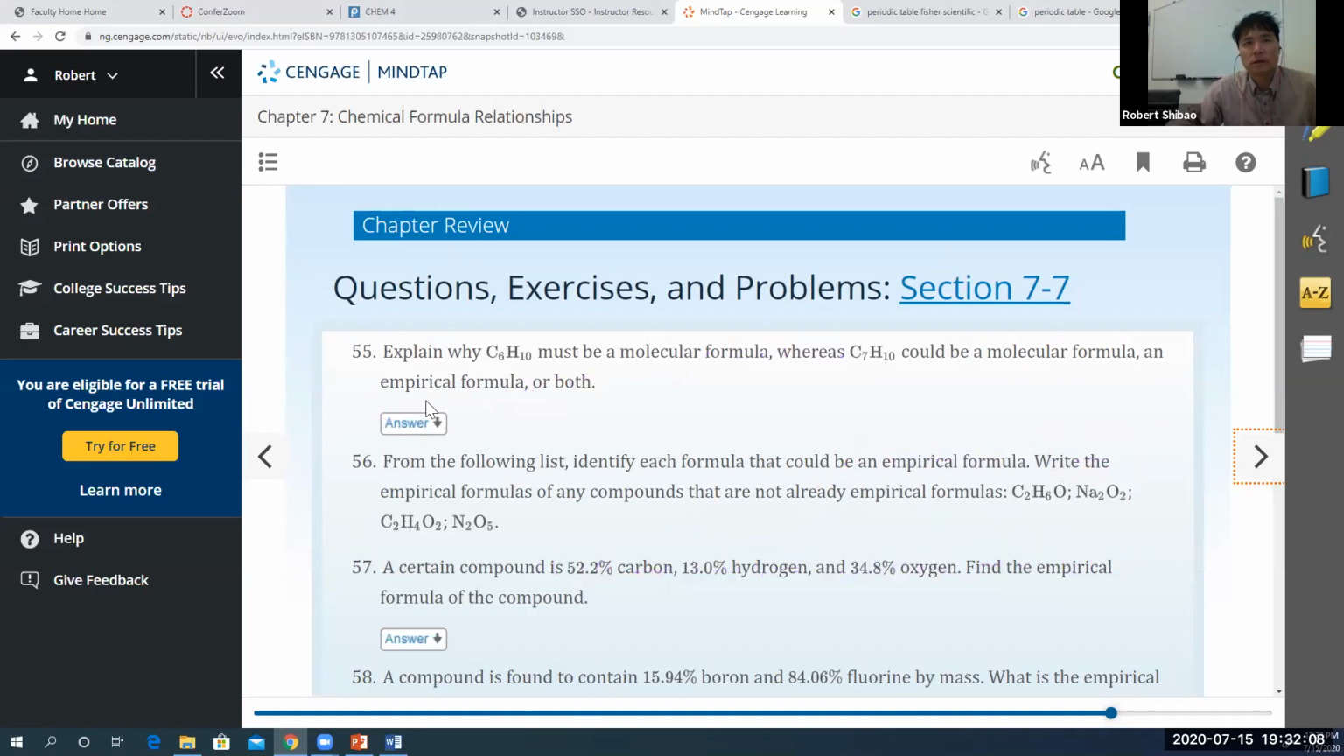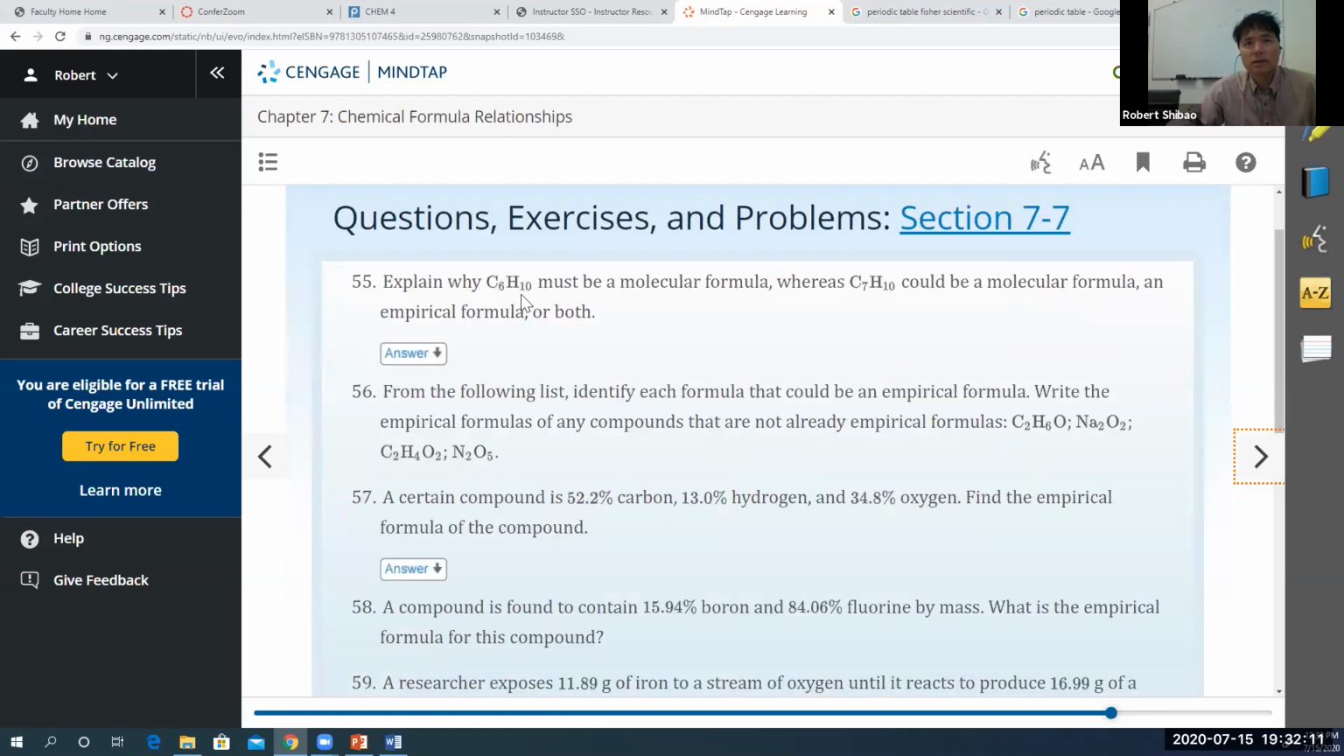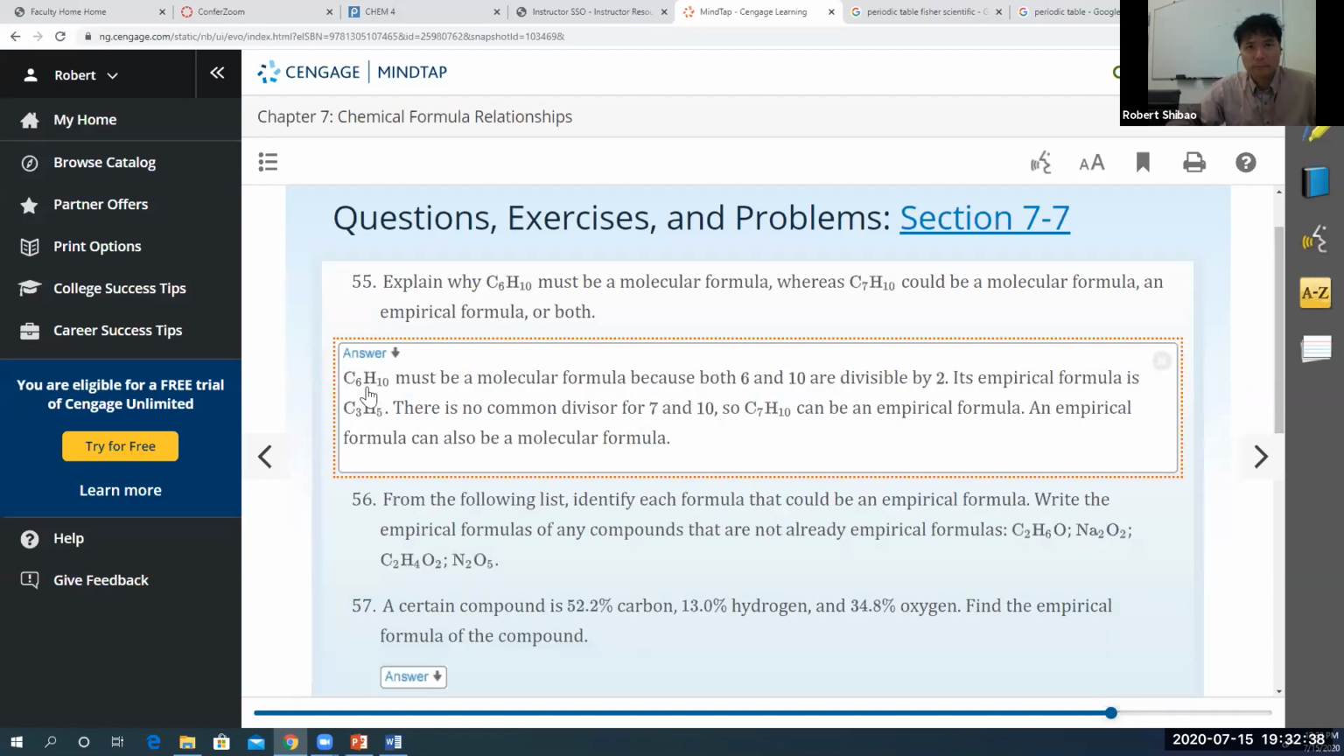So a bunch of mass ratio type problems. Explain why C6H10 must be a molecular formula, whereas C7H10 could be molecular and empirical or both. Okay, C6H10 has to be molecular because empirical is the simplest ratio, and so we could reduce this more. The empirical formula for this is going to be C3H5, divided by 2. And so we can divide it by 2, C3H5, and then we can't reduce that further. C7H10 we can't reduce because of the 7.